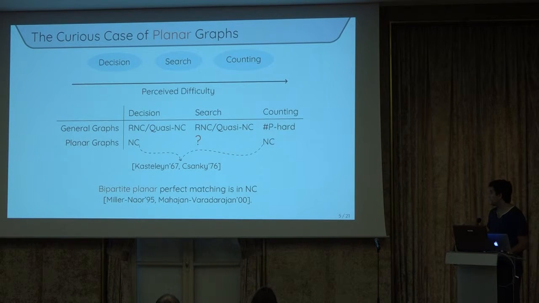There is a special case of the search problem where you are not just looking at planar graphs, but bipartite planar graphs. For this special case, the search problem was solved by Miller and Naor first. And some years later, Mahajan and Varadarajan gave a new algorithm for bipartite planar graphs, which also generalized to bounded genus graphs. And our algorithm is heavily inspired by the algorithm of Mahajan and Varadarajan. So I'm going to talk about it a bit more.